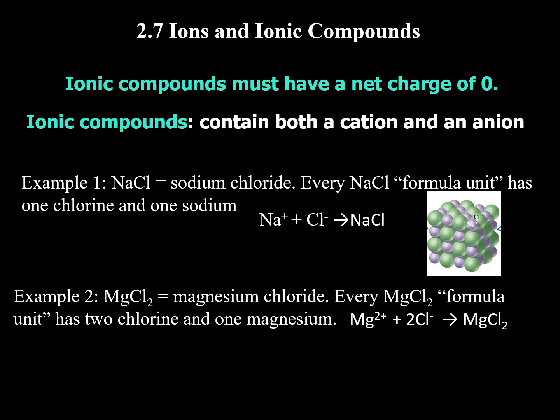The 2 examples I showed: Na+ and Cl- coming together to give NaCl, and Mg2+ and 2 Cl-. If you look at this, Mg2+ and 2 Cl-, so 2 plus and 2 minus, because there's 2 of them, will give MgCl2, which is again neutral. Neutral on the left, neutral on the right.